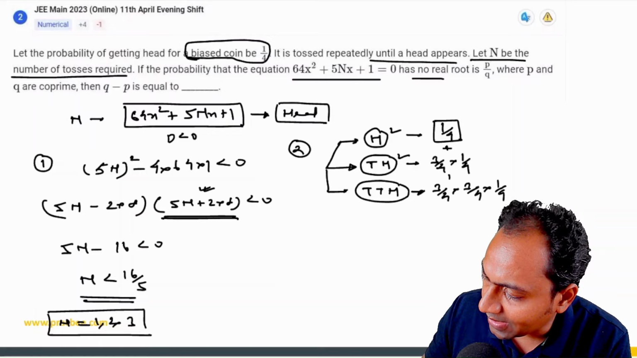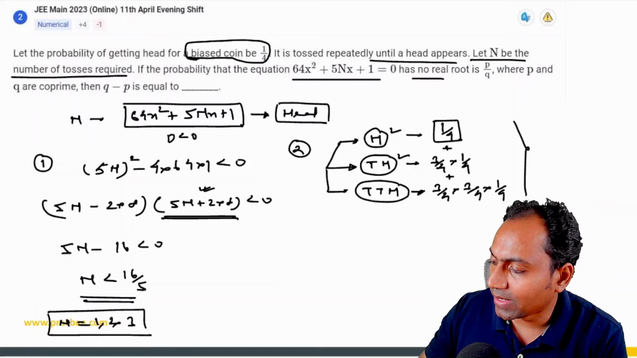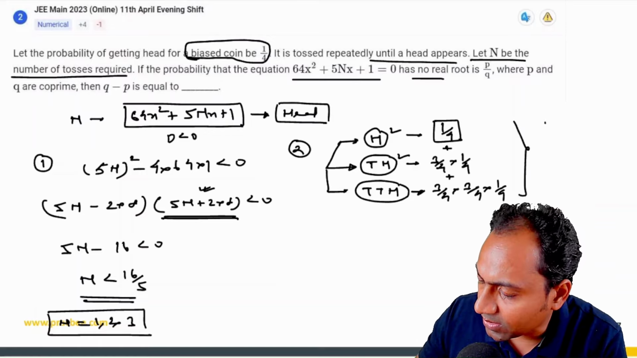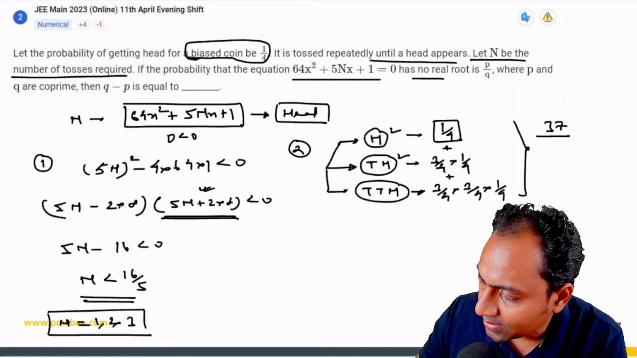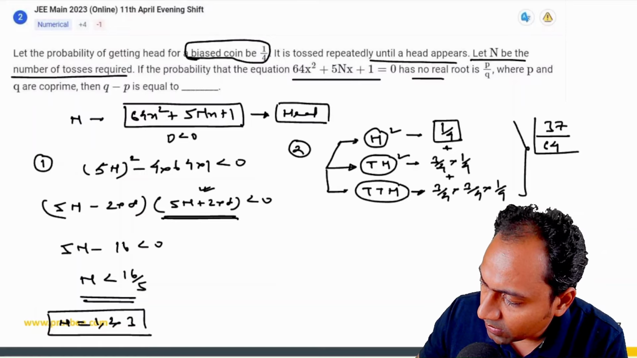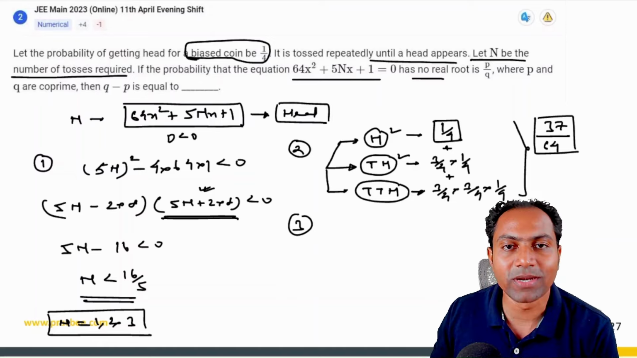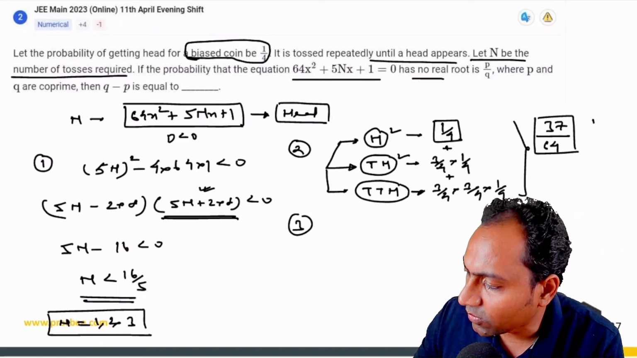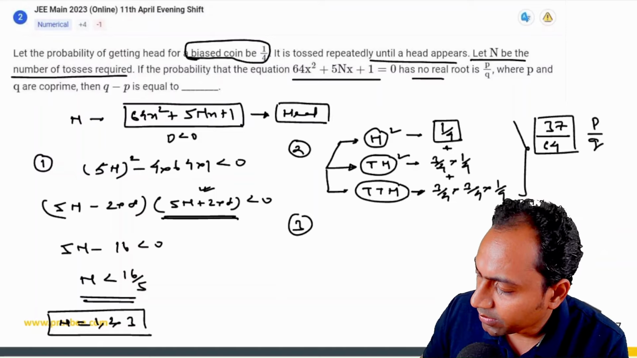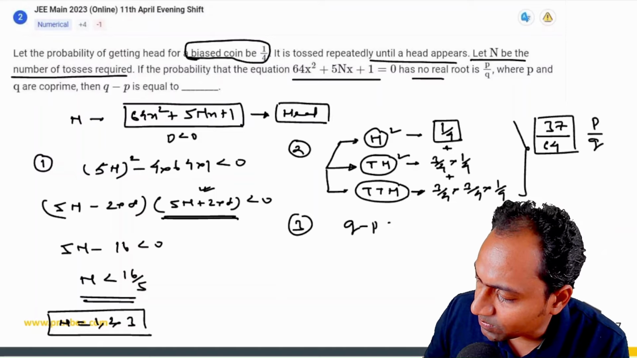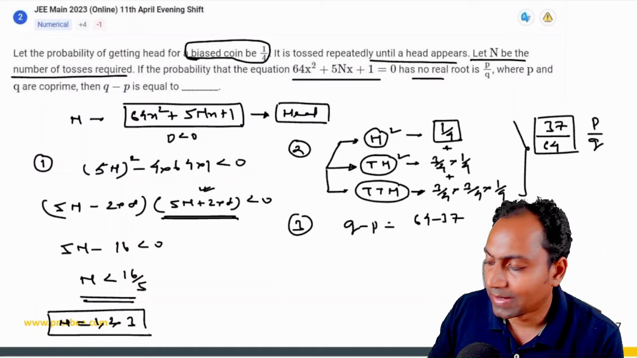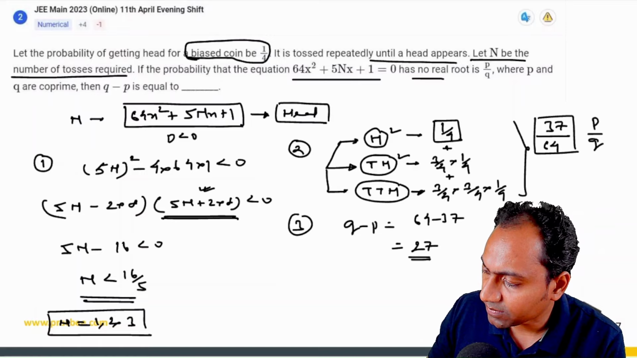If I add this up, what will I get? In this case, what I will get is nothing but 37 by 64. Once you have got this, now comes the last part where we need to get the answer. Now what they are saying is the answer is of the form P by Q. So Q minus P will be nothing but 64 minus 37, and that comes out to be nothing but 27, which is our answer.